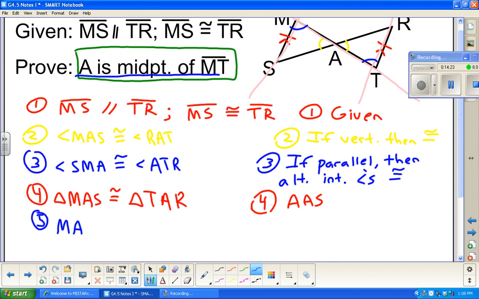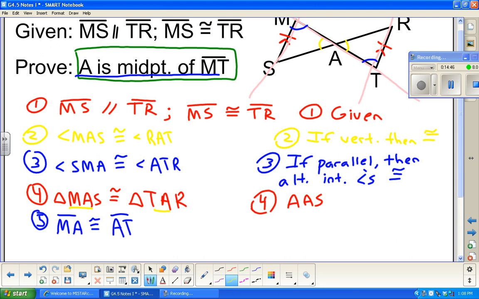MA is congruent to AT. Okay, and again, make sure they match up. Look at the order we wrote the congruent statement in. MA is here, AT or TA is there. That's the same segment. Those are corresponding. They're the first two letters of each. The order is very important.